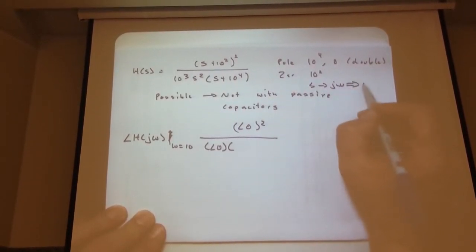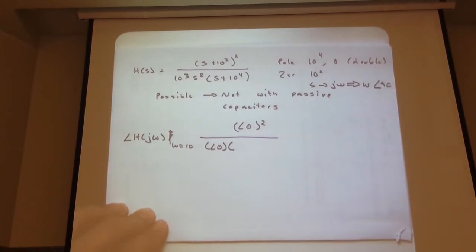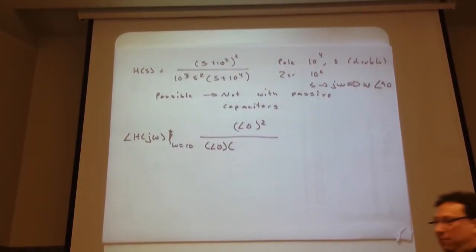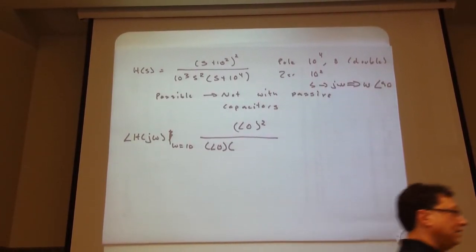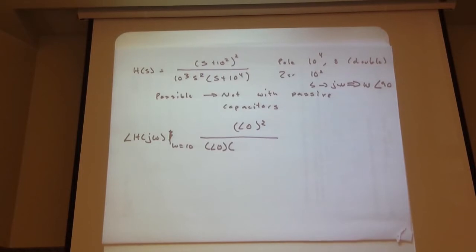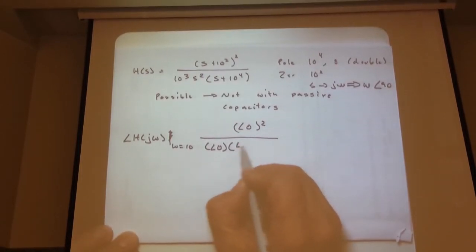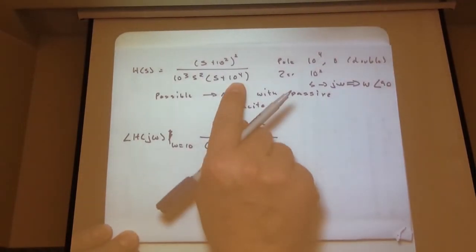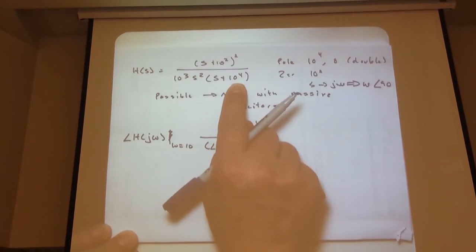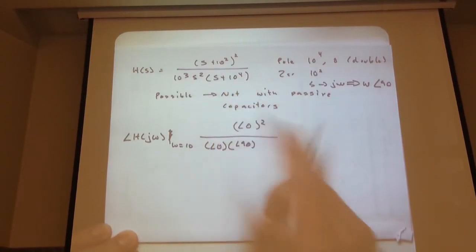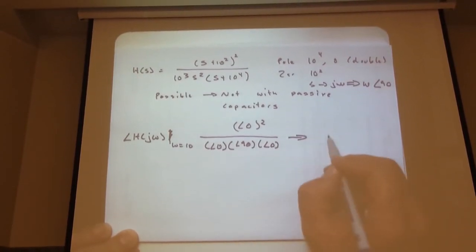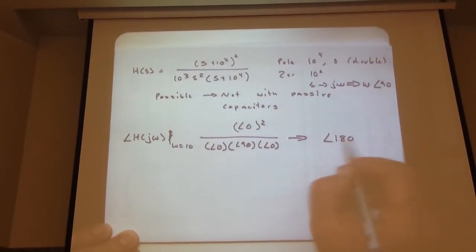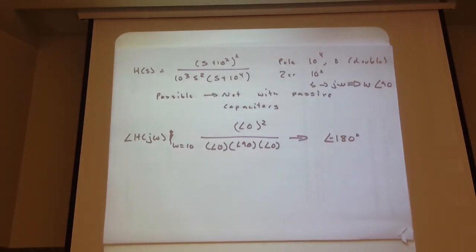Which is omega, angle 90. By default, S is always angle 90. You can write that down. It's worth writing down. S is always angle 90. S squared then is what? Angle 180. We did that a bunch of times. What's the angle of this 10 to the 4 term at omega equals 10? Angle 0. It goes to angle minus 180.